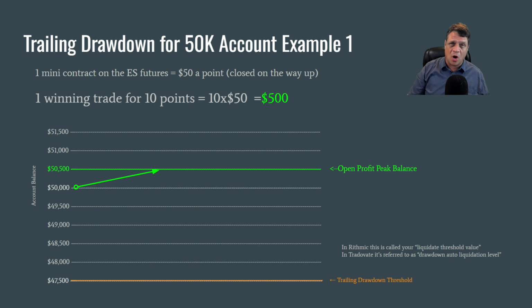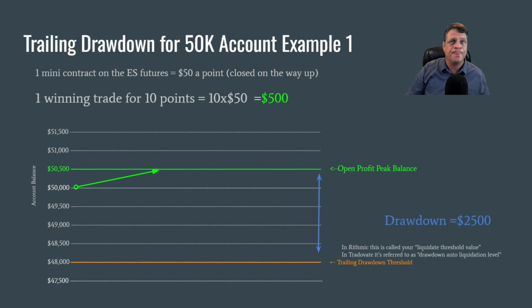Next, our trailing drawdown threshold, which was $47,500, also goes up by $500 to $48,000 because it's trailing your open profit peak balance, which increased by $500. And the distance between these two numbers is $2,500, which is how much drawdown you have after that first trade.